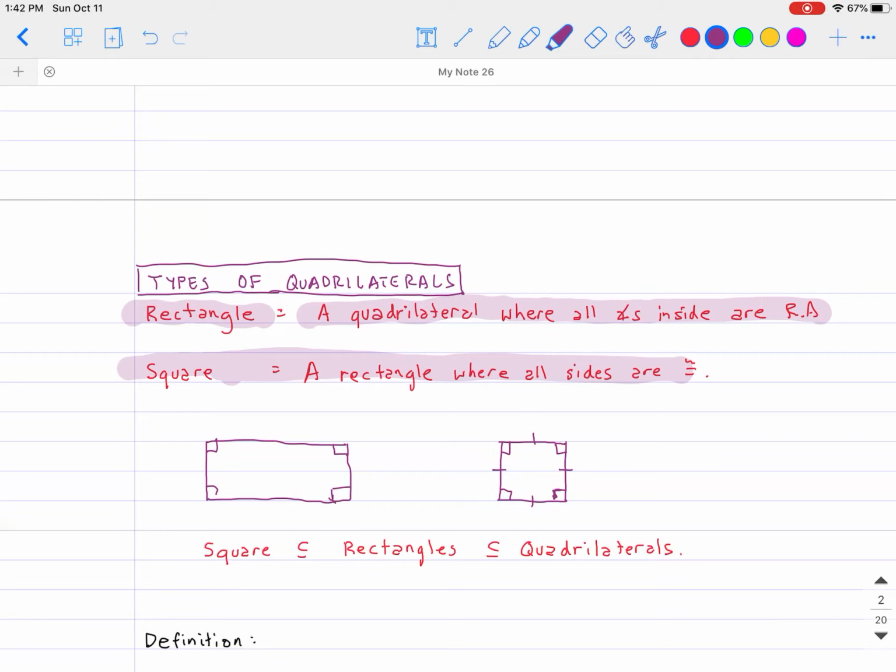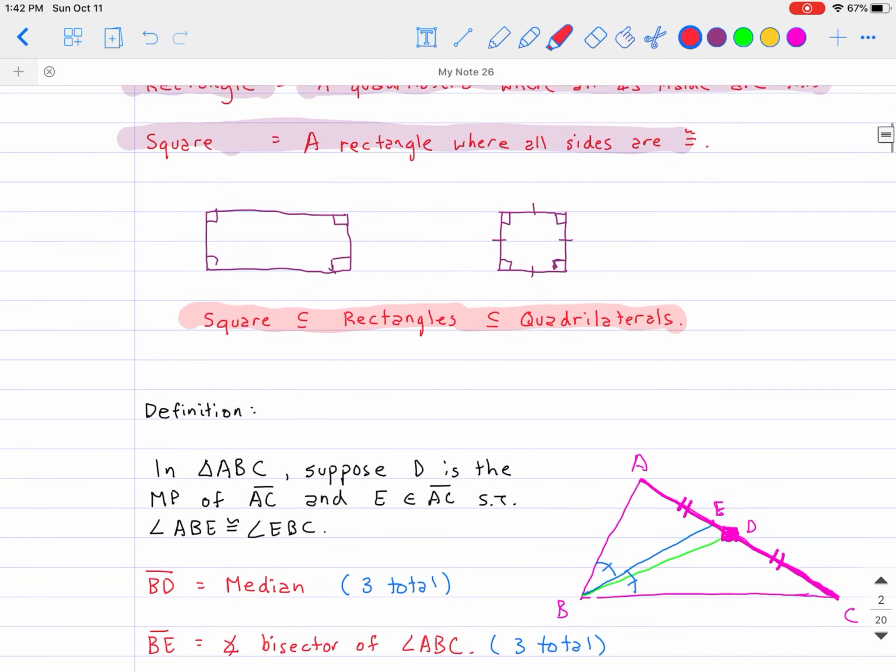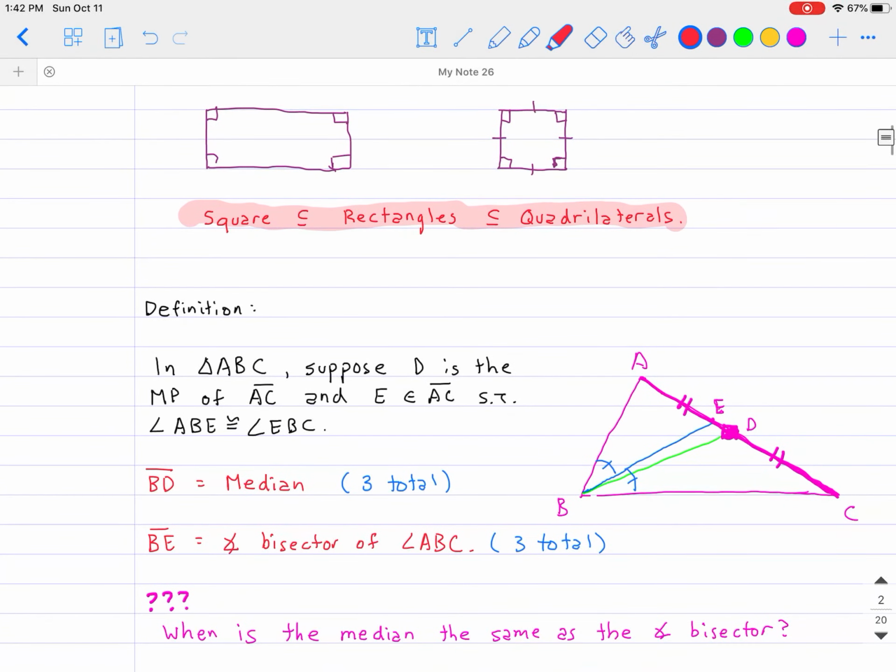On the left-hand side, we definitely have a rectangle because all four angles are congruent and they are all right angles. Whereas for the squares, all four angles are right angles, and in addition to that, the sides are going to be congruent to each other. So one can possibly say that a square is a subset of rectangles, which is a subset of quadrilaterals. So one is basically getting more and more restricted.